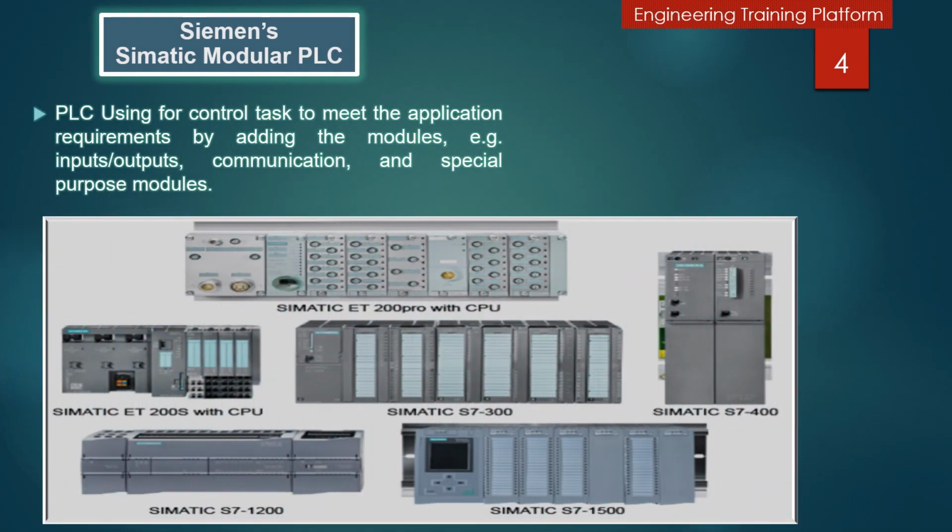Simatic modular PLCs are used for control tasks to meet application requirements by adding modules for power, inputs and outputs, communication and special functions. You can see in the picture the Simatic S7-300 PLC, Simatic S7-400, Simatic S7-1200 and S7-1500, and this is the Simatic ET200S with integrated CPU and the Simatic ET200 Pro with CPU. Each PLC has a variety of configuration functions and many options available.